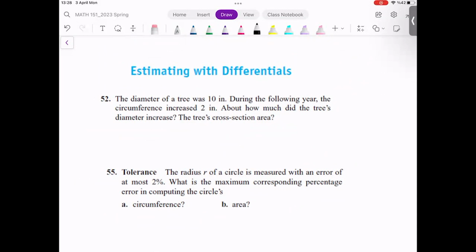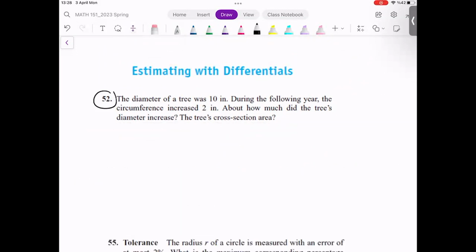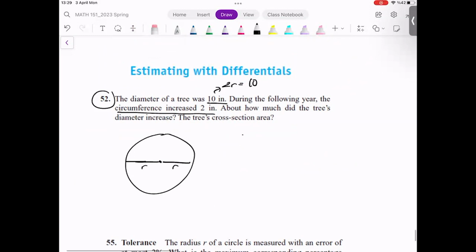Okay, let's deal with this one. Here, what we have is a tree. The diameter of a tree was 10 inches. This is the diameter of it. Let's call the radius r, and this 10 inches is the diameter of it. During the following year, the circumference increased 2 inches. Circumference, what's the circumference? Let's denote it by C. It is 2 pi r, okay, circumference.